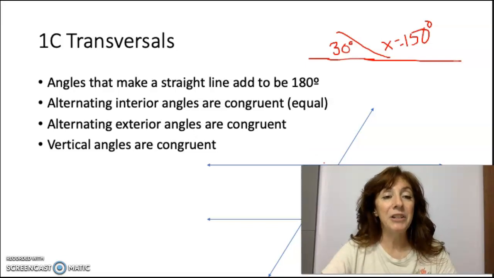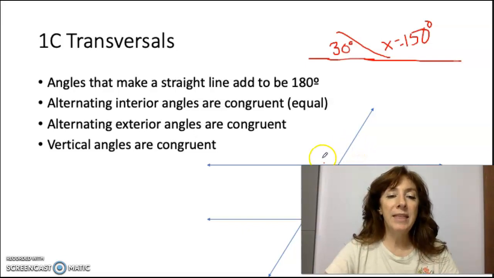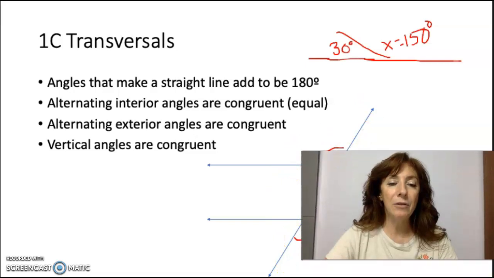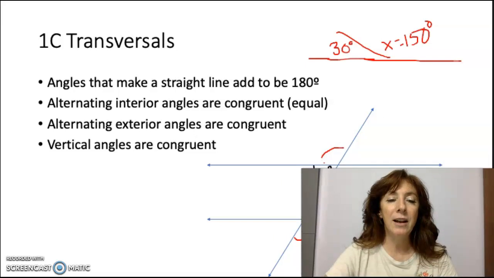Alternating exterior angles are congruent. So this angle is exterior and it's on the opposite side as this angle. But those have the same measurement.